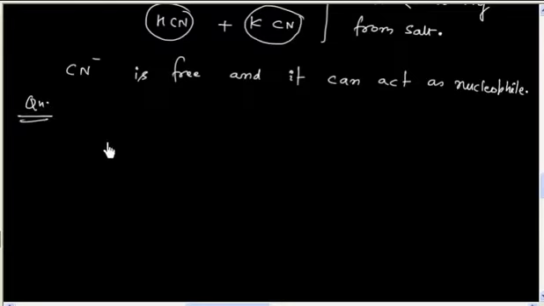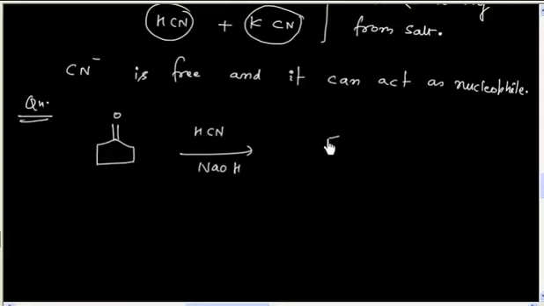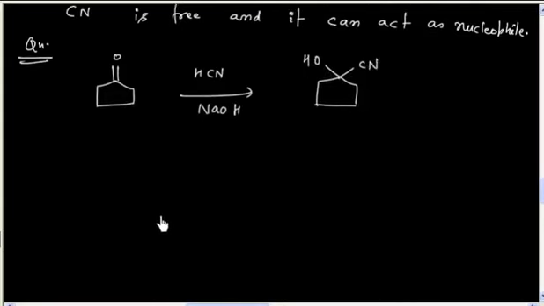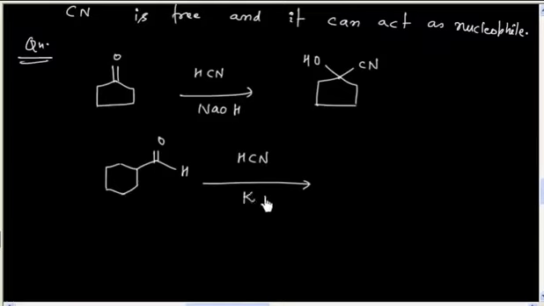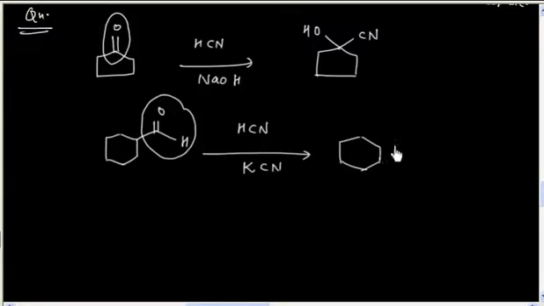Let us try some problems. What will be the product in this reaction? This is a cyanohydrin formation. We will have cyanohydrin. What will be the product in this reaction? This time we have an aldehyde. Initially we had a ketone. So once again we will have cyanohydrin formation. So this is cyanohydrin.